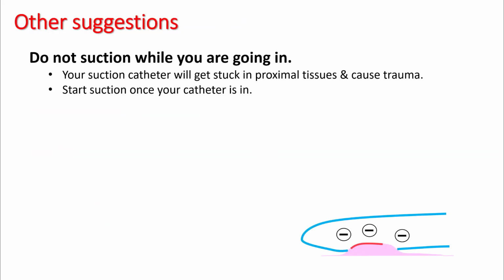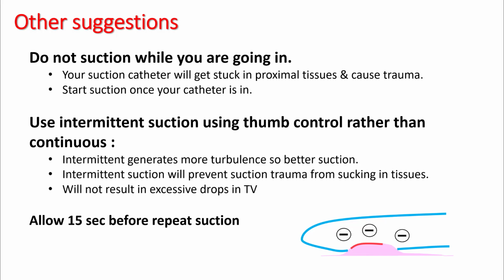A couple of other suggestions. Do not suction while you are going in, as your suction catheter is going to get stuck in more proximal tissues and can cause trauma. Start suctioning once your catheter is in and use the suction on your way out. Use intermittent suction using thumb control rather than a continuous suction, because intermittent generates more turbulence, so it gives you better suctioning capacity. Intermittent suction will prevent suction trauma from sucking in the tissues and will not result in excessive drops in tidal volume. Always allow 15 seconds before repeating the suction.